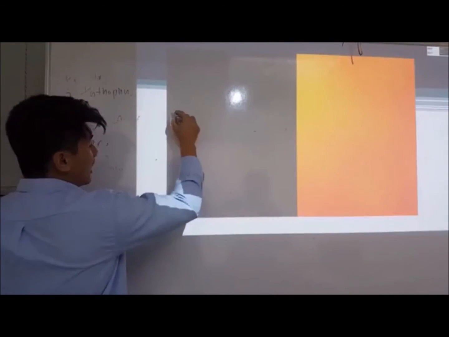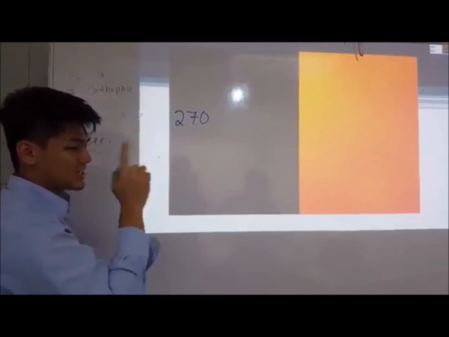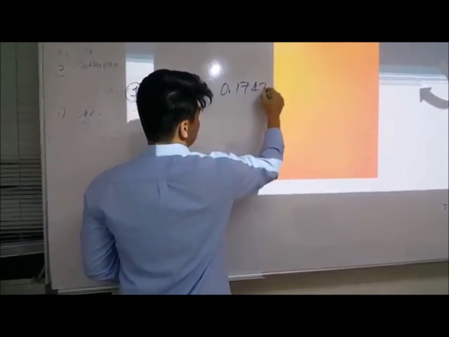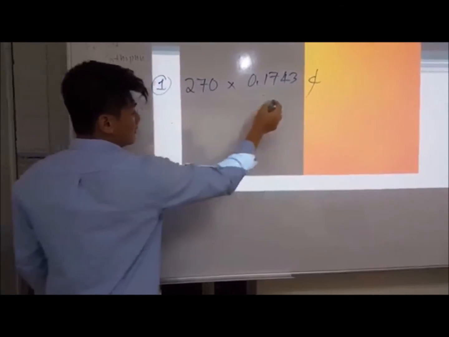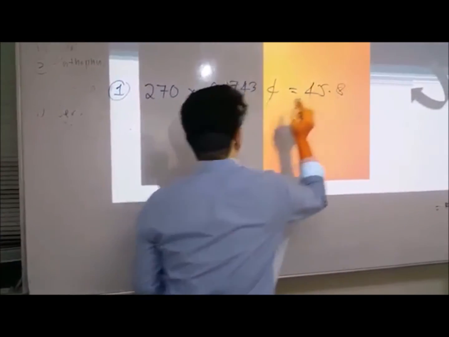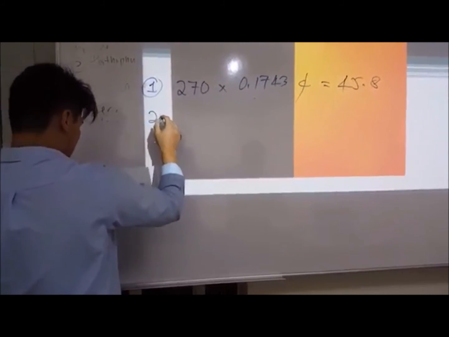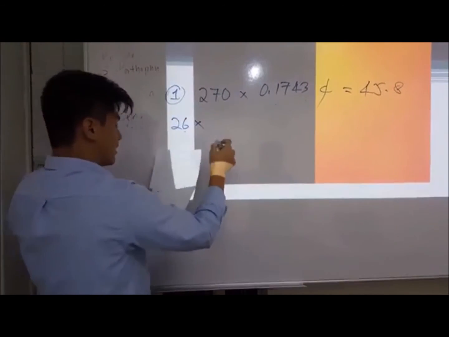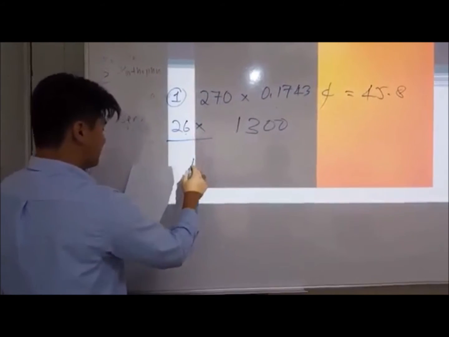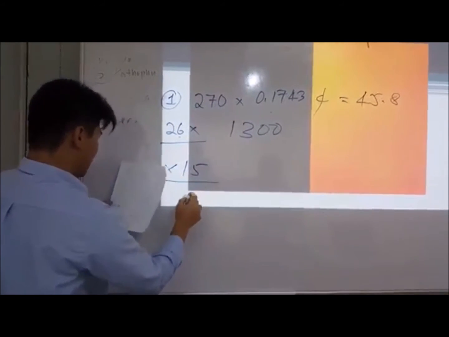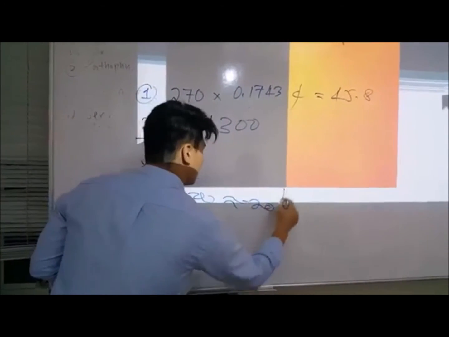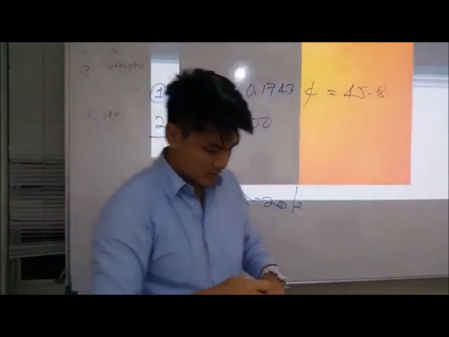In each day, it is estimated there are 270 rejects for one customer, and each costs around 17 cents. Each day it will cost around 45.8 ringgit. This is only for one customer. So one month is going to cost around 1,300, and times 15 customers, it will be around 19,500. So it will be 20k loss every month due to reject rate.